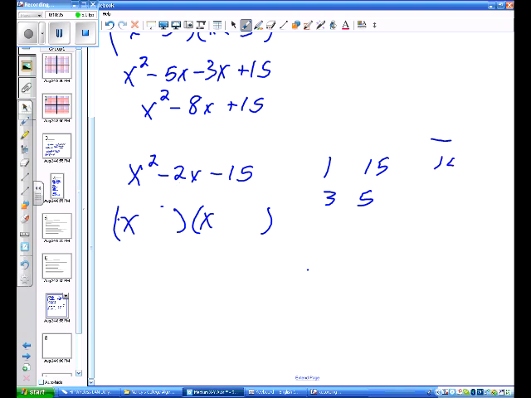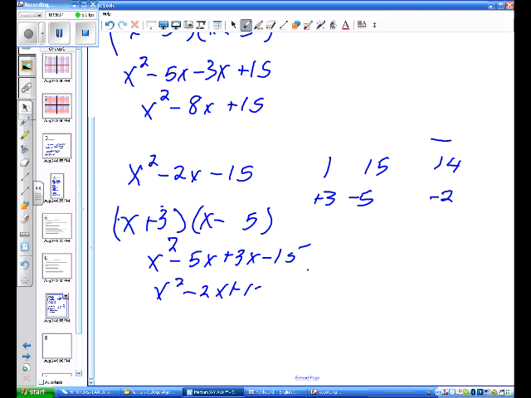Well, if we subtract these, we're going to get 14. If we subtract these, we're going to get 2. We want a -2, so that meant it had to be a -5 and a +3. So we have a +3 and a -5. And again, we can multiply those back through. Let's just do that. x squared minus 5x plus 3x minus 15. And you can see then we would have x squared minus 2x minus 15.